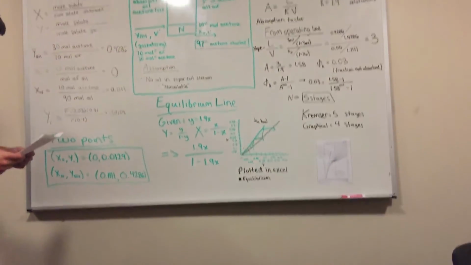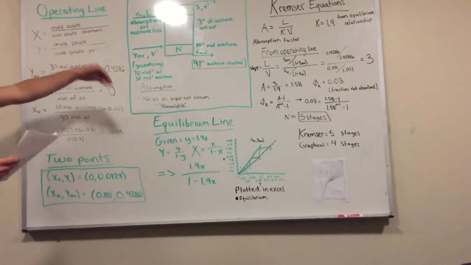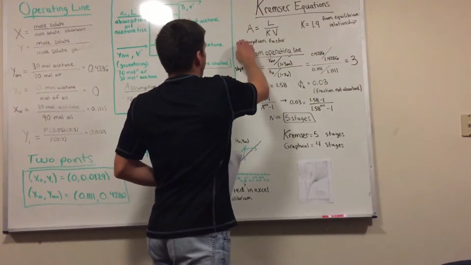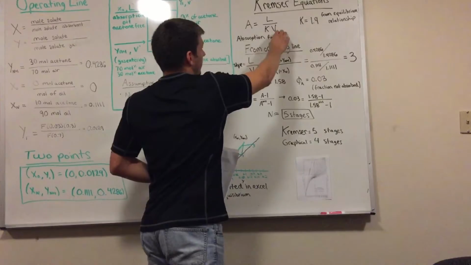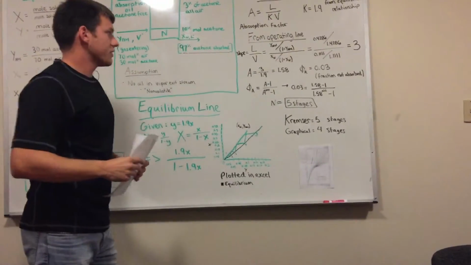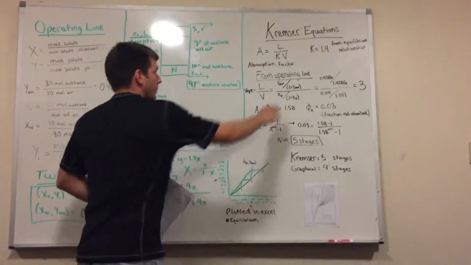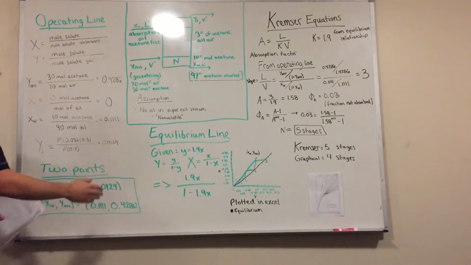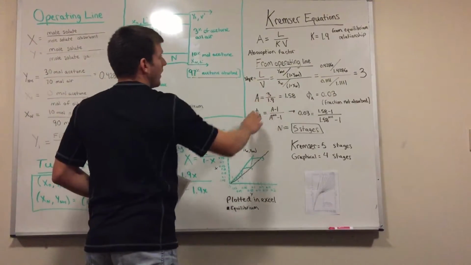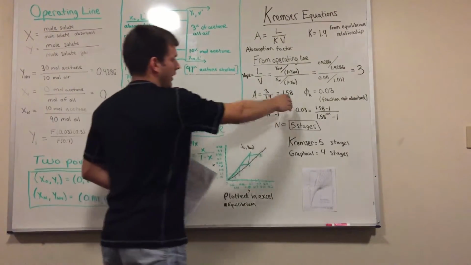Now we were asked to find the number of ideal stages required to achieve the separation using the Kremser equation. A is the absorption factor, equal to L over KV. K is equal to 1.9 from the equilibrium relationship. Now we use the slope of the operating line, L over V, plugging in the points that we found. I got the slope to be 3. So now you can use 3 and 1.9 to find your absorption factor, which is equal to 1.58.